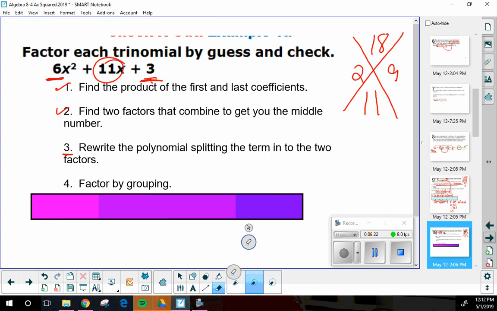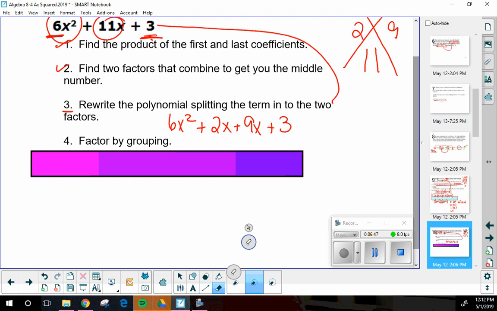So start with this first one, 6x squared. And I am going to put this number now right here, 2x. And then the other one is 9x. And then this number right here goes right here, plus 3. Okay, now I'm going to rewrite this. Well, actually, I'll just do it right here.